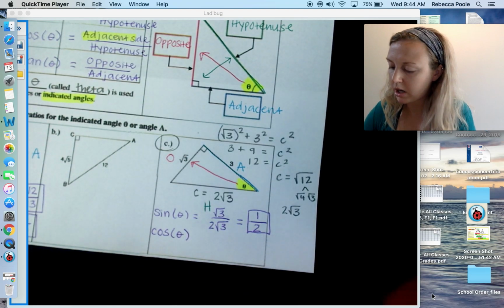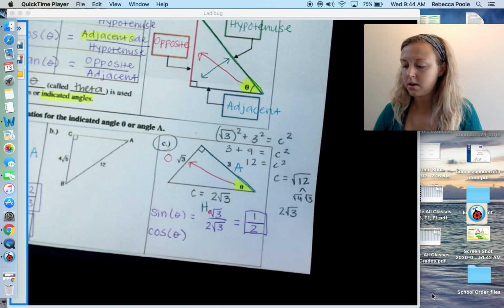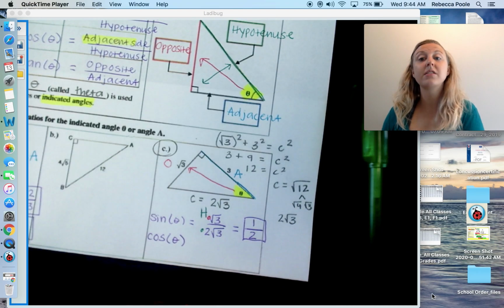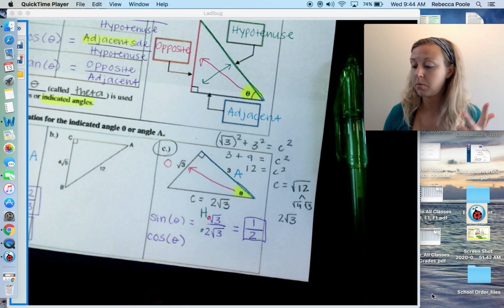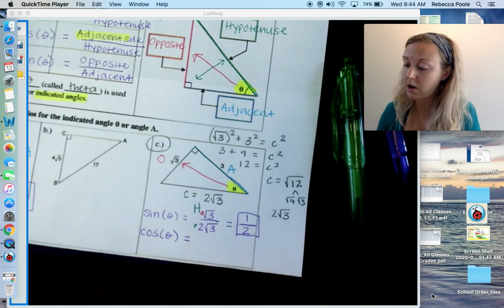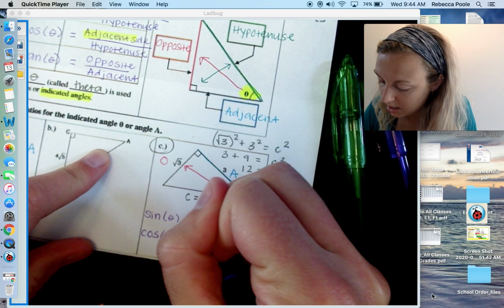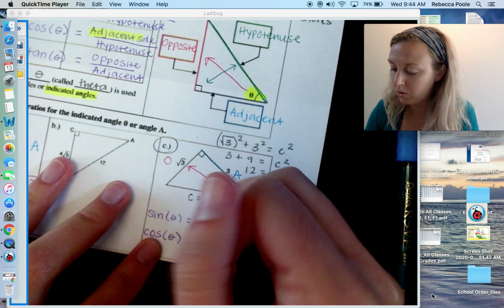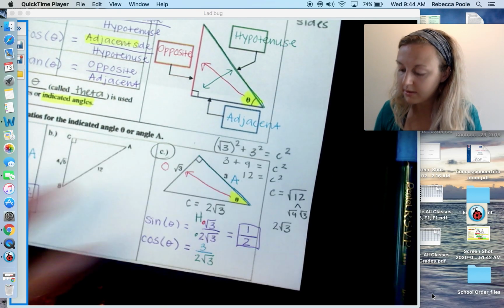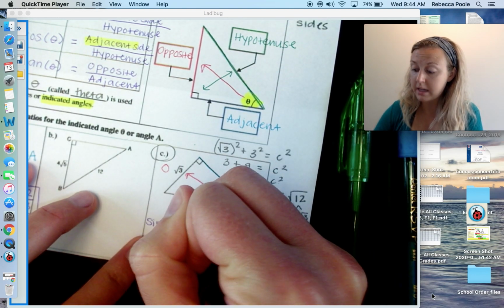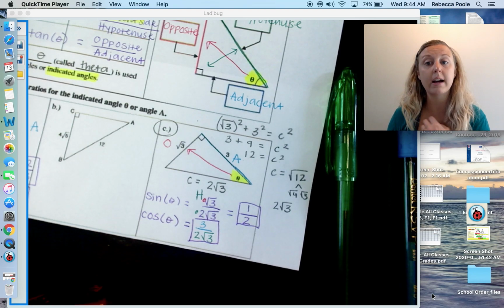Now, for cosine, I need to remember to color code because I keep forgetting that. So some old hippie with sine. Cosine is caught another hippie. So we need another, which is the adjacent. So another 3 over hippie, hypotenuse is still 2 square root of 3, right? And then in Math 3, you will learn how to simplify that. We did not do that yet this school year, so I'm okay if you guys leave it just like that, all right?